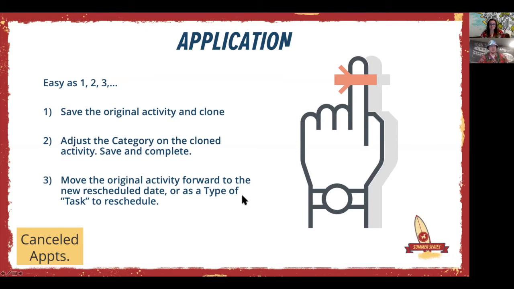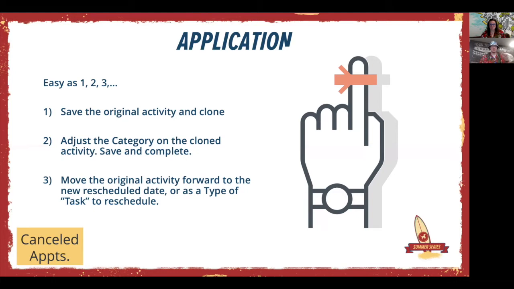How do we recommend that you handle your canceled appointments in Redtail CRM? Well, the first thing to do is save the original activity as a clone. We have the event on our calendar for client review Tuesday at 10 o'clock. Let's say Tim Taylor calls in and says, hey guys, I'm not going to be able to make the meeting today. Can we push it off to Friday? You're going to open up that activity first. You're going to save and clone it.